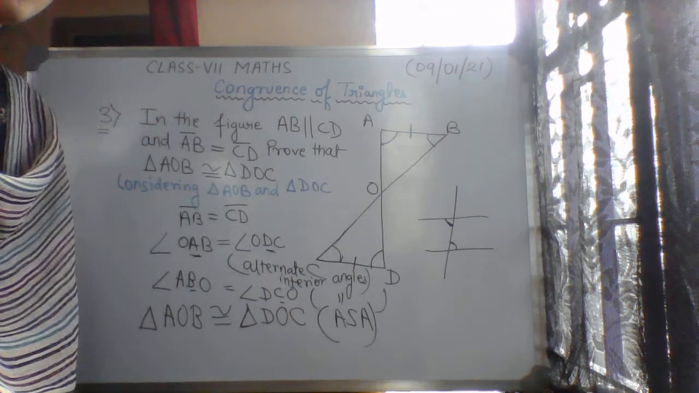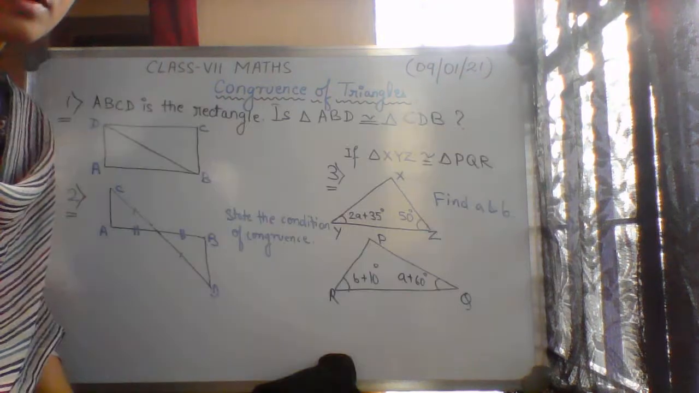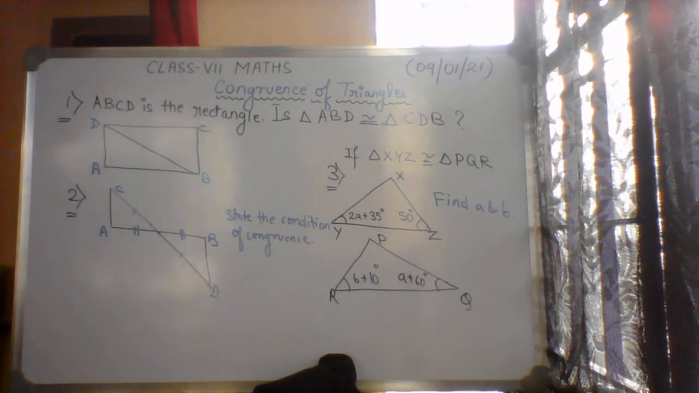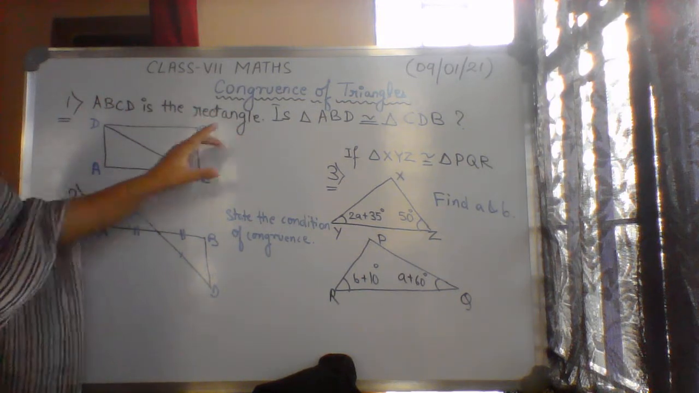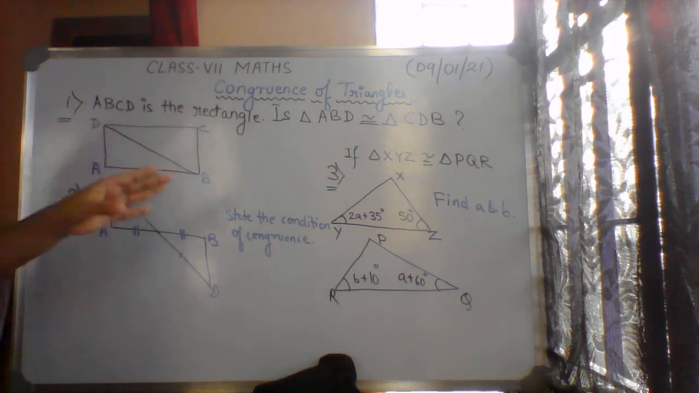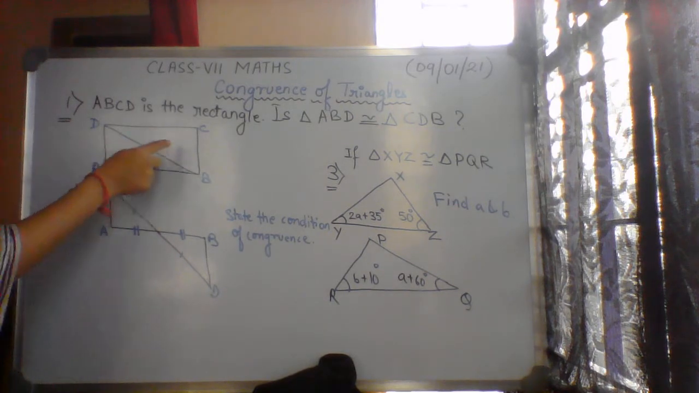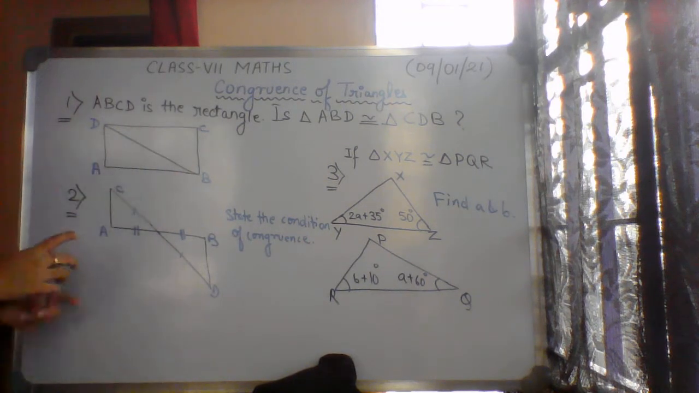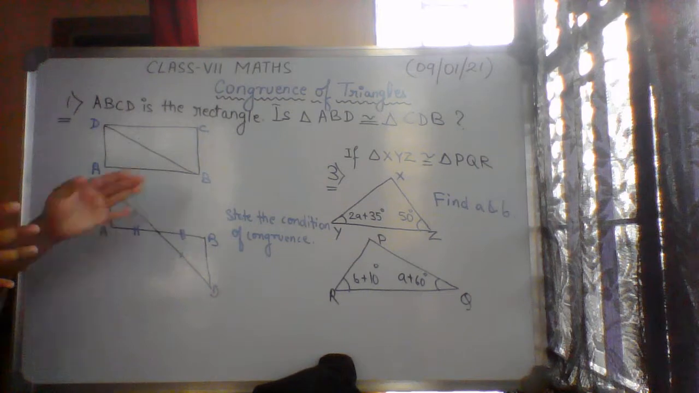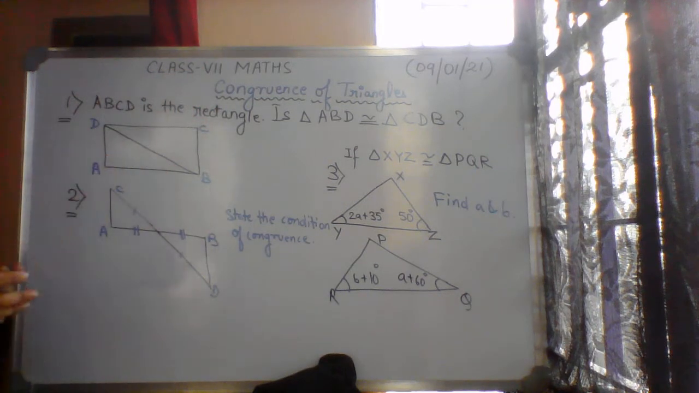Okay, now a few questions for you to try at home. First question: ABCD is a rectangle, as you can see. You have to prove triangle ABD is congruent to triangle CDB. How is it congruent? You have to apply the concept: what is a rectangle? If you know, you can easily do this question.